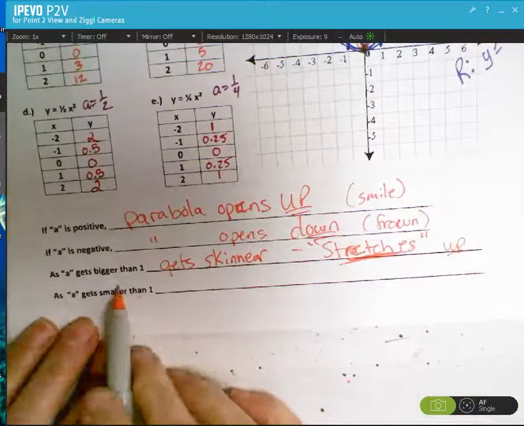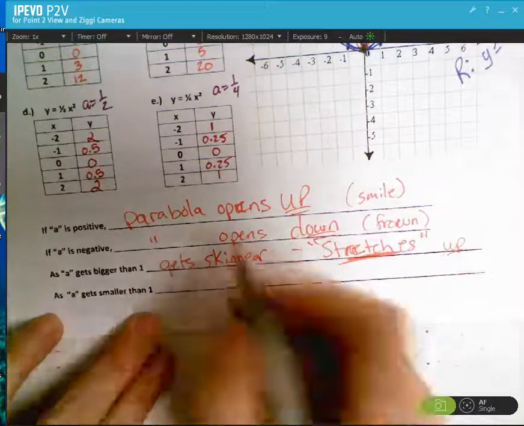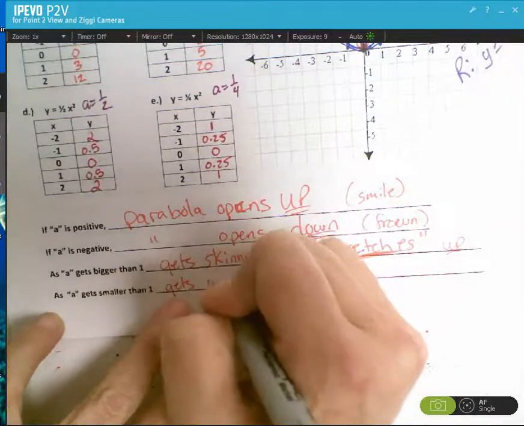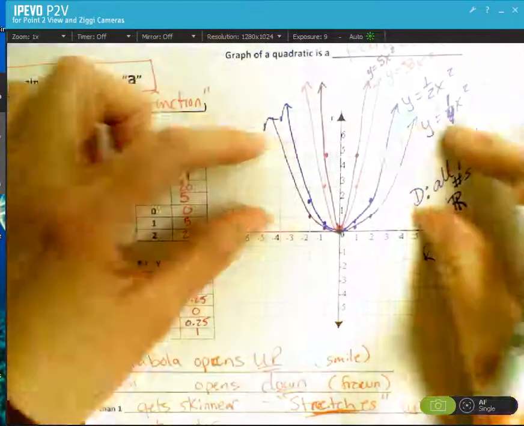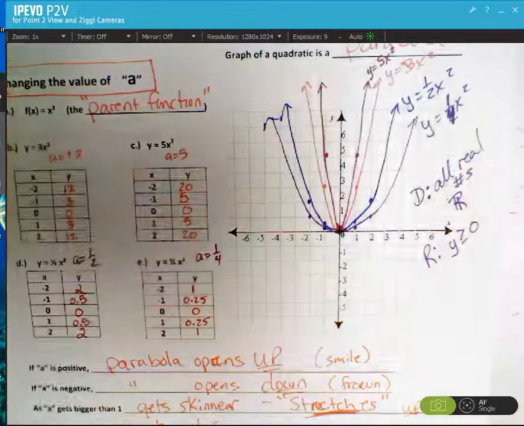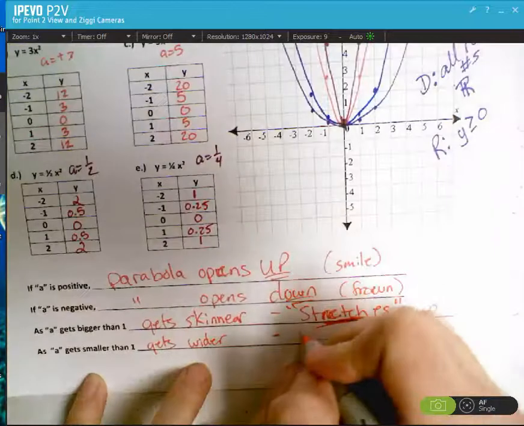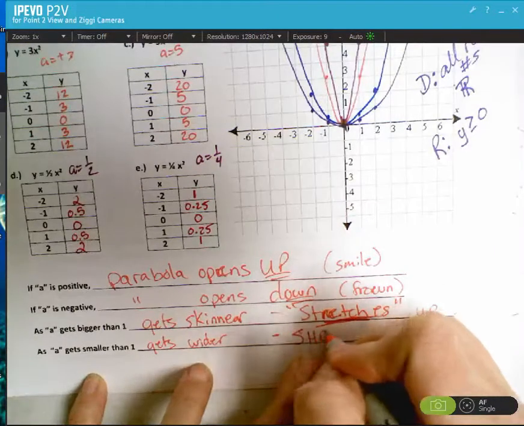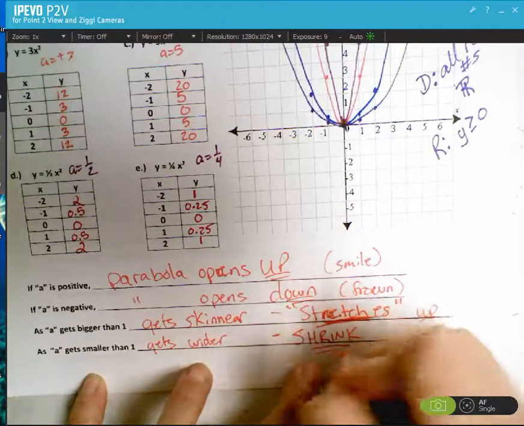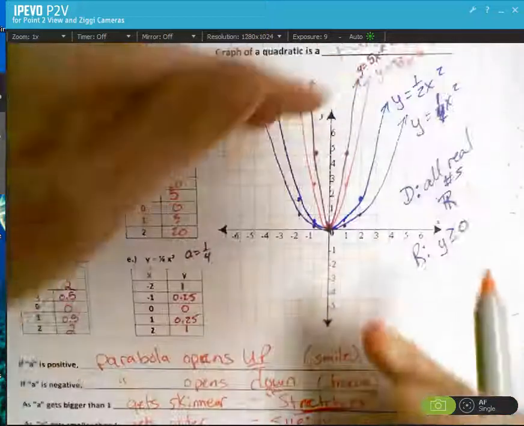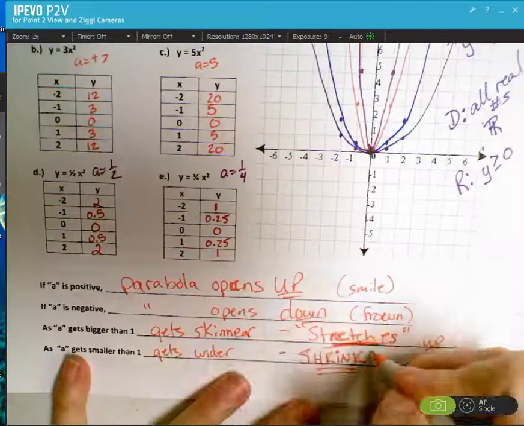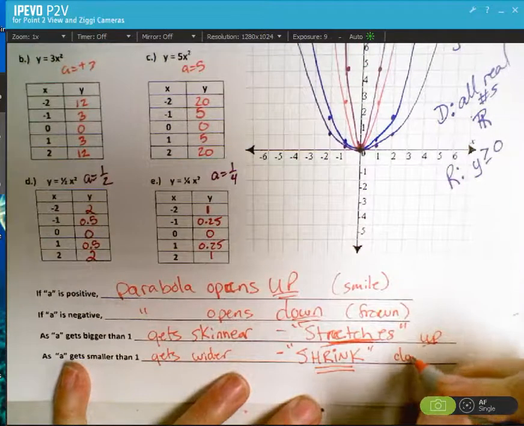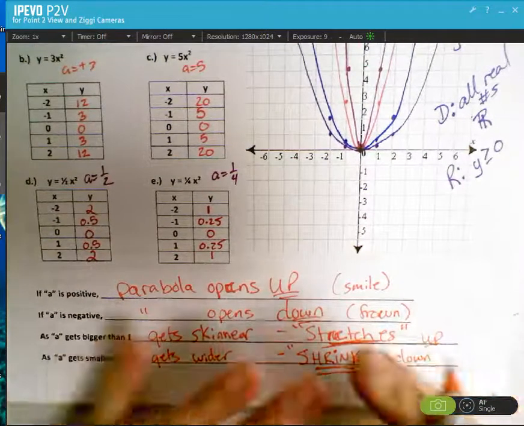And the opposite is true when my a gets smaller and smaller. It gets wider or fatter. As I shrink and smoosh it down, all that blubber has to go somewhere, so it's going to smoosh itself out and get wider and wider. So the math term for that is shrink. It gets wider because it's shrinking down, but it's widening out. So watch not getting those backwards. I shrink down and get wider as I shrink down.